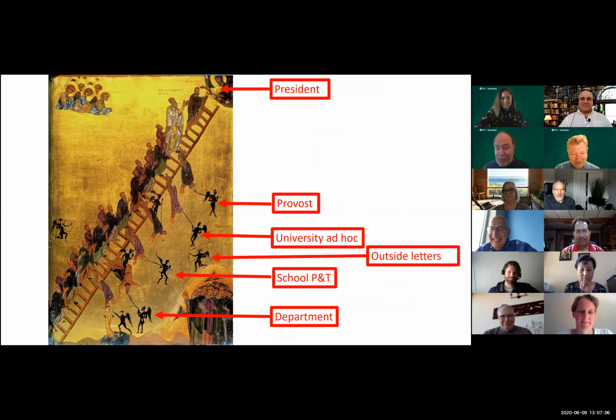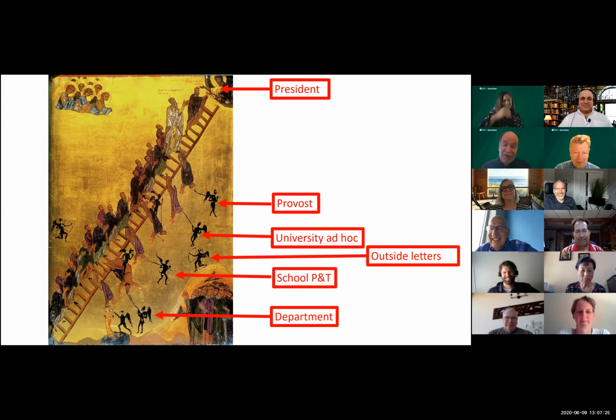There's the department, and there's the school promotion and tenure committee. And then there are those outside letter writers who have a bow and arrow to take you out. And then the university ad hoc, and then the provost and the president. None of them ever lifts you up. They all just pull you off along the way. So sorry to any junior faculty, but this is a tragic world that you're living in.